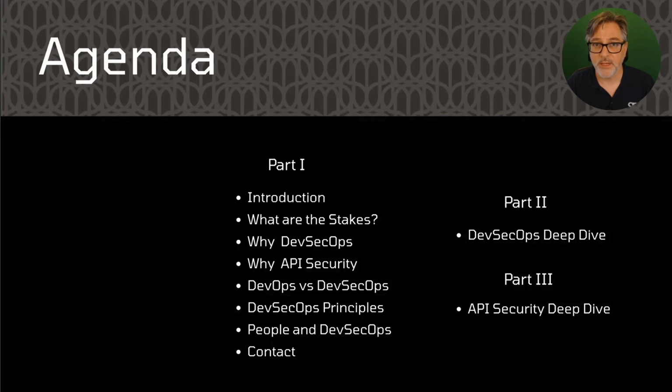And why API security? Now, this course is primarily going to be about the DevSecOps side of things, but we're going to bookend it all with API security because that's what we're really driving toward. And then DevOps versus DevSecOps. You can't understand DevSecOps without understanding DevOps properly first. And then we're going to do the first of our overview into DevSecOps with the principles that make DevSecOps relevant and important.